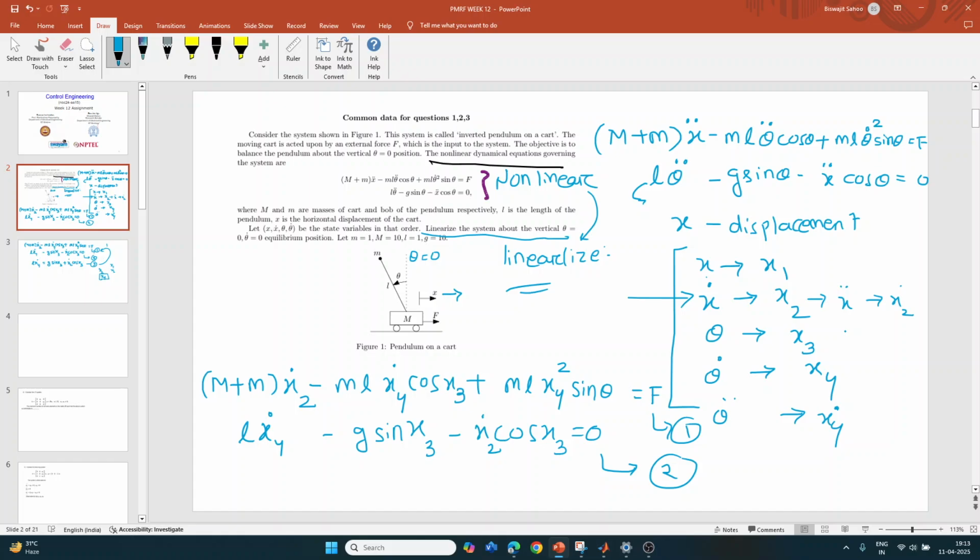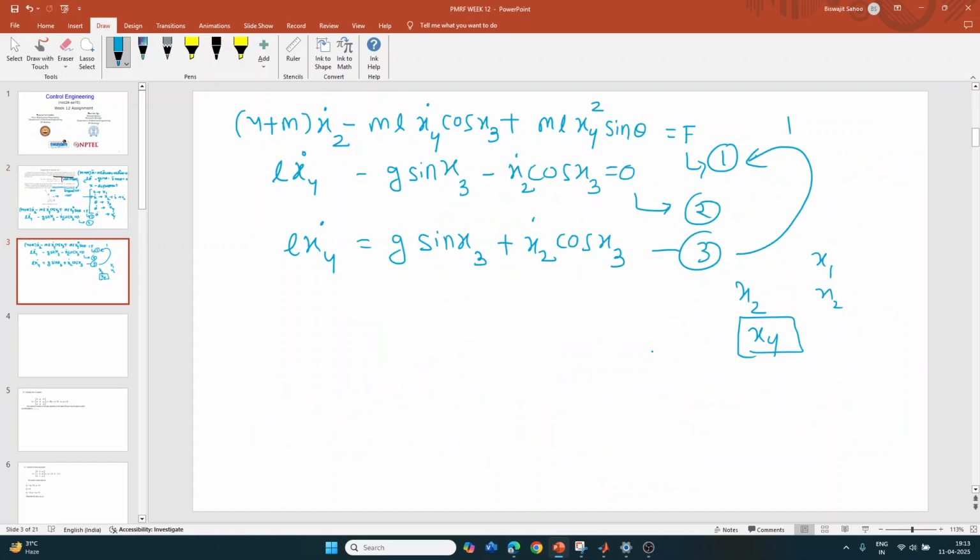How to linearize the model? You have to take one variable at a time. So first in equation number 1, wherever the x4 term is there, you have to replace it in terms of x1 and x2. Here we have L x4 dot; from the second equation I have to find out what L x4 dot is, and you have to replace this L x4 dot here, and L x4 here. So I'm just writing it down here.